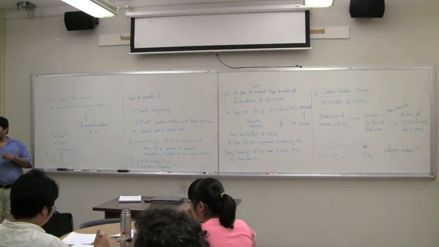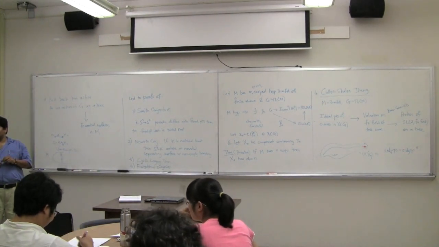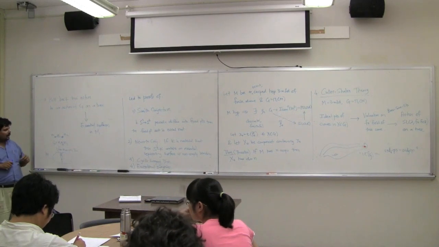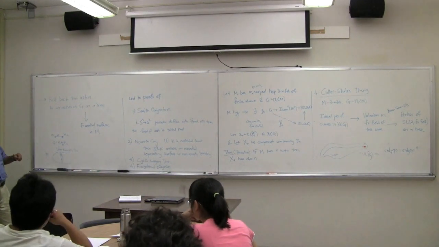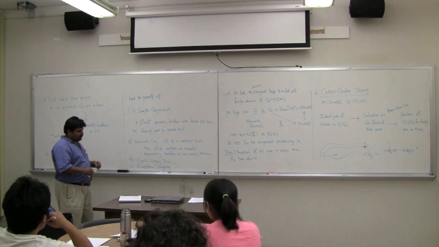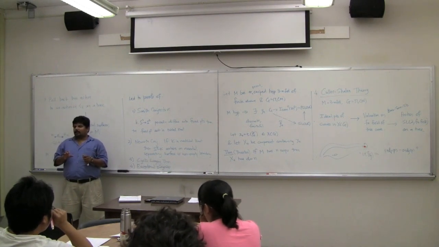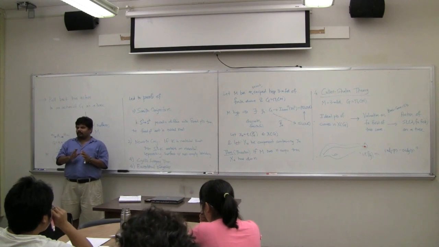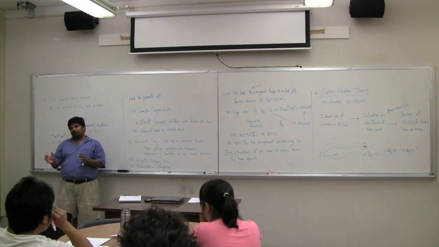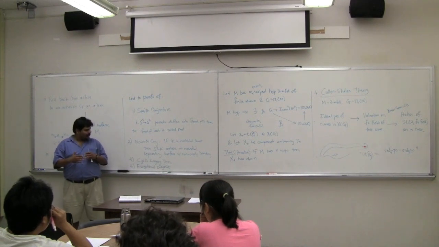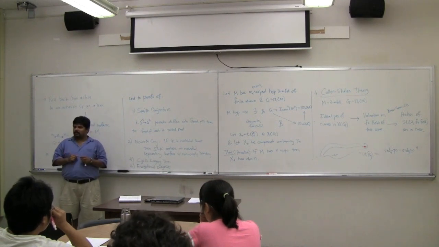Quickly define the essential surface. An essential surface is a surface sitting inside the 3-manifold such that the fundamental group of the surface injects into the fundamental group of the 3-manifold. And there are more conditions, and it is not boundary parallel.